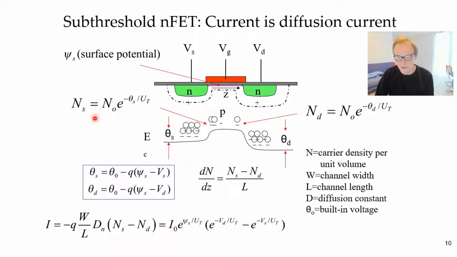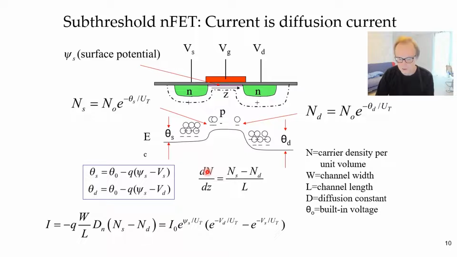And the concentration at the source end is exponential in this barrier height, the barrier energy height. This theta S is the energy barrier, not a potential barrier, but an actual energy barrier divided by, well, actually it is a potential barrier because it's divided by the thermal voltage, so it's theta S divided by UT. And just to remind you of the equations, once you compute the concentration at the source end of the channel, this is NS right here, and the drain end of the channel, ND right here, not actually in the drain, but at the drain end of the channel, as shown by these arrows here.